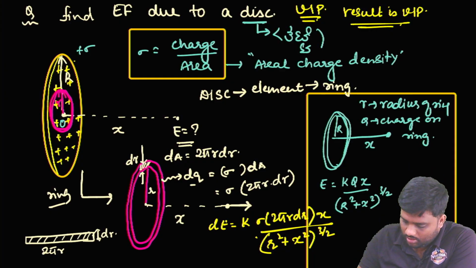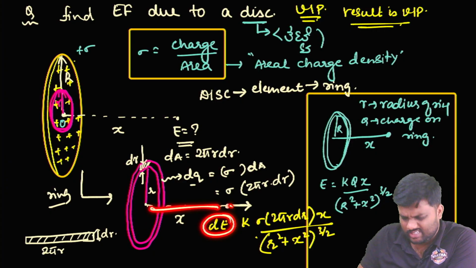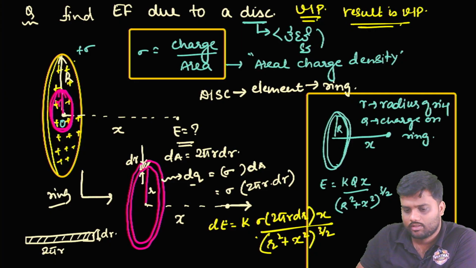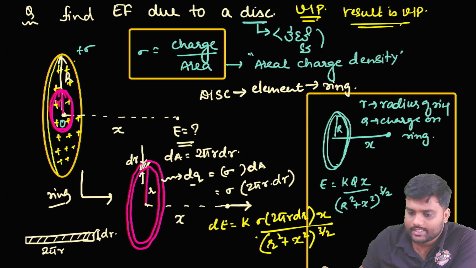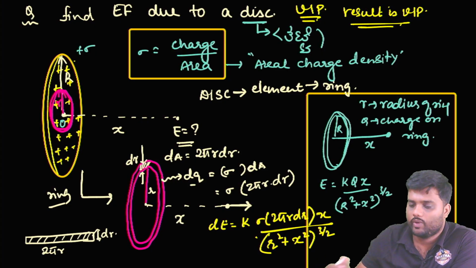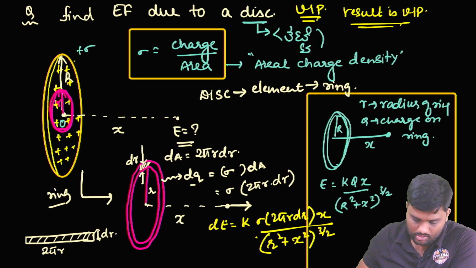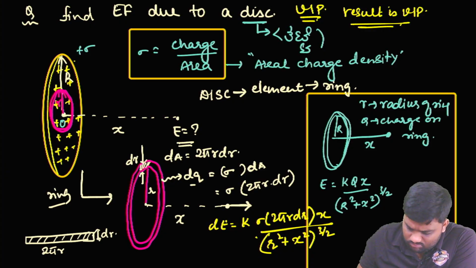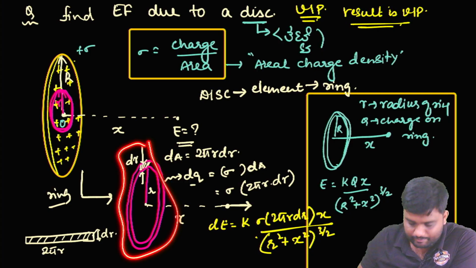Understood? Because of this ring at some distance x, it is a small ring, right? So for this you are going to get a small electric field equal to K sigma 2 pi r dr x upon r square plus x square whole power 3/2. Understood? Now see here, this is due to one small ring.